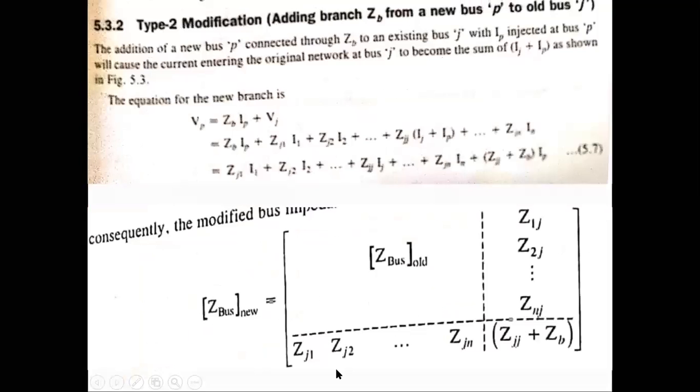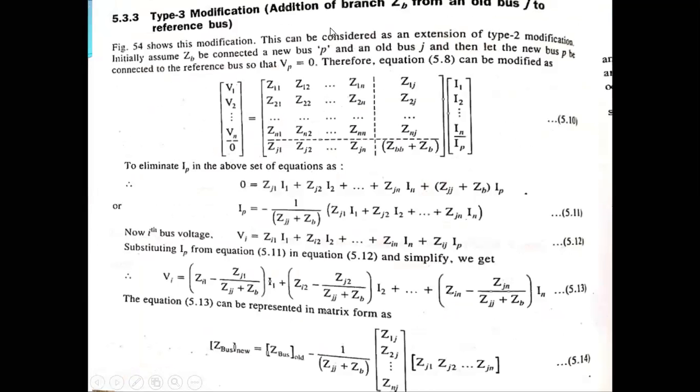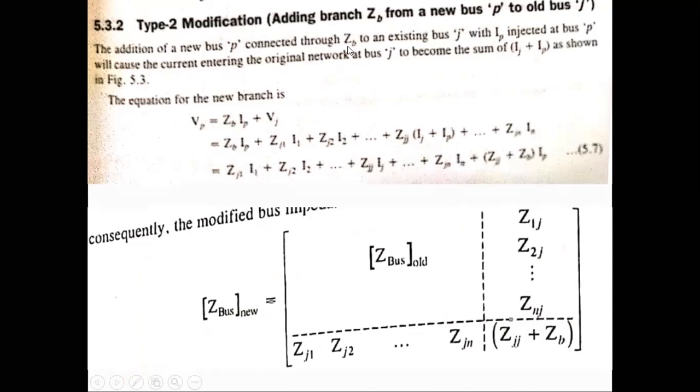Next, coming to the type 2 modification, that is the addition of a branch ZB, the connection of a branch ZB between an existing bus J and the old bus. That is the type 2 modification.